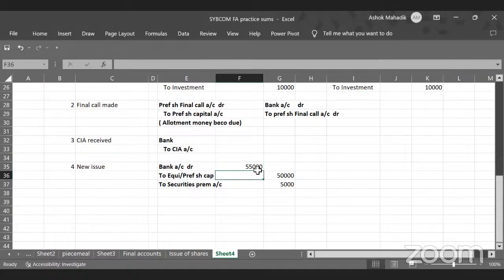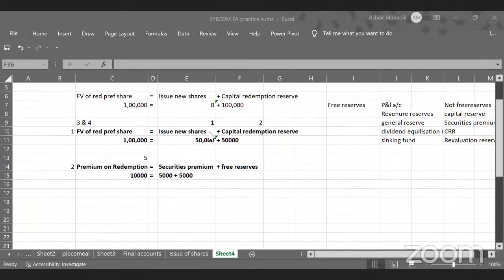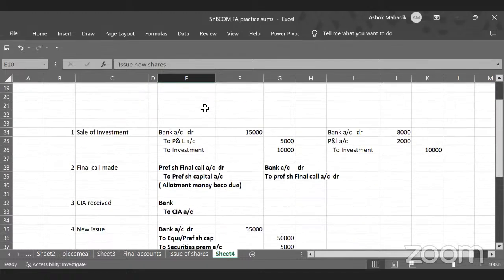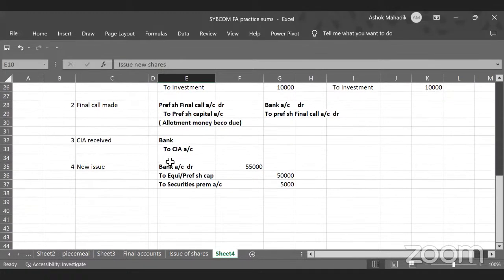In our equation, the first entry which we are passing is for issue of new shares. New shares can be in the form of equity or preference. Suppose we are issuing equity or preference shares worth 50,000 at a 10% premium. So what will happen? You will receive money, bank account debit. How much? 50,000 plus 5,000 for premium, 55,000. Out of that, capital is 50,000, and premium is 5,000. Very simple entry. Clear? So this was the entry for sale of new shares.